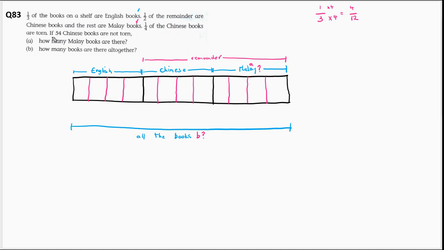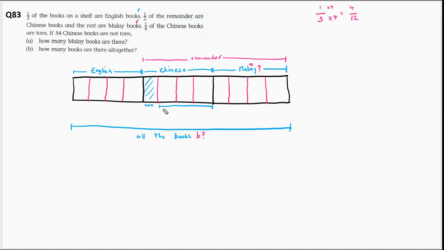Right. What are we told? A quarter of the Chinese books are torn. Oh no. Okay, so I'll shade in a quarter and I'll say those are torn. Okay. And then we're told that 54 Chinese books are not torn. So that's the rest of them. The rest of them are not torn. You can only be torn or not torn.